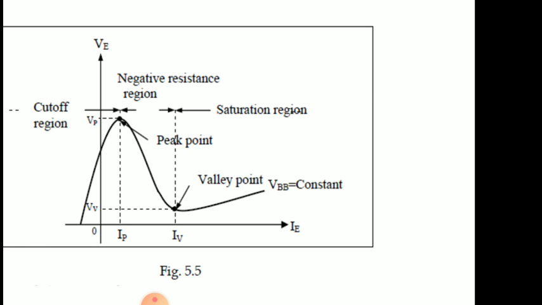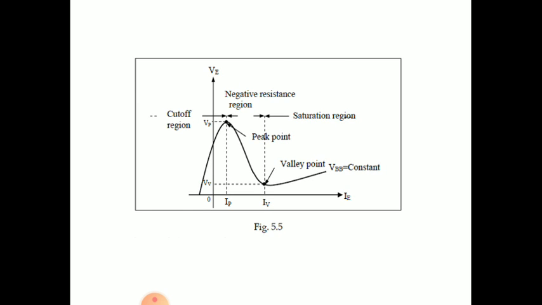So the first region is called the cutoff region. In that, the current is almost negligible and it is negative. Very small portion is there. Then afterward it reaches the maximum value, the peak, and afterwards it enters the negative resistance region and reaches the valley point, and afterwards it again enters the saturation region. This is the typical characteristics of a UJT.